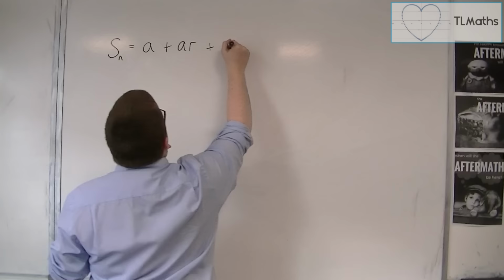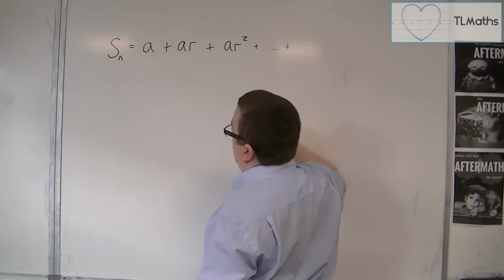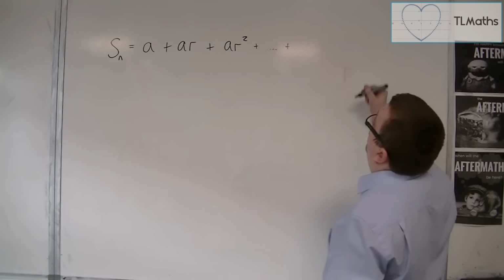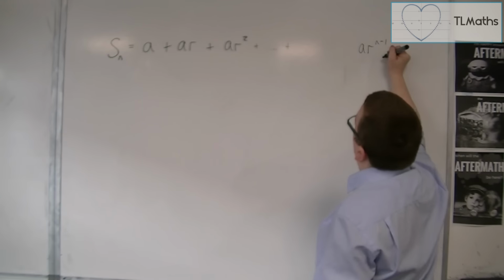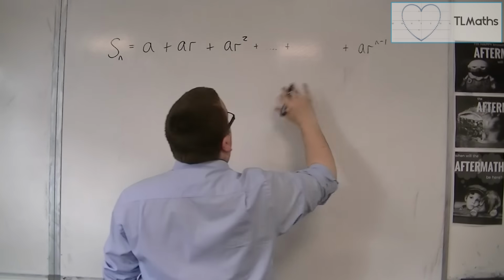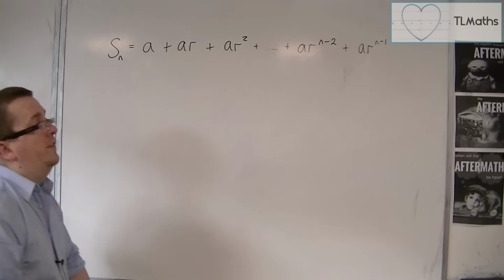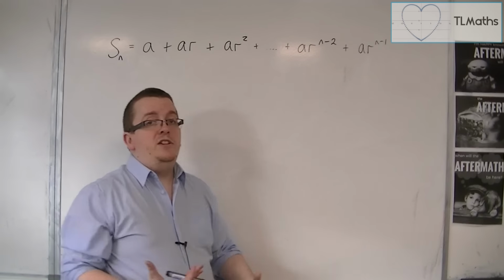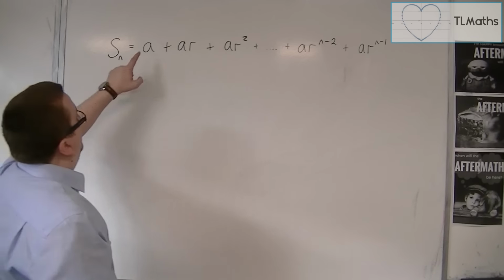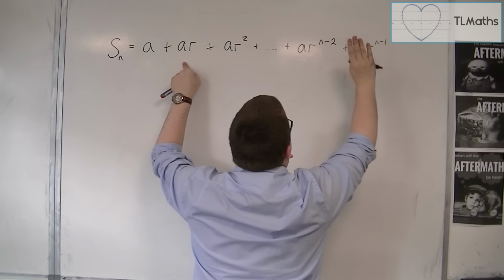The third term would be ar squared, and I would keep on writing each of these terms out until I arrive at the last term, which is given by the nth term, which is ar to the n minus 1. Now, for convenience's sake, and to show you how this works, I'm going to write down the term that is previous to that, which is ar to the n minus 2. So this is the sum of the first n terms, because that's the first one, second, third, fourth, fifth, sixth, seventh, all the way up to n minus 1 and n.